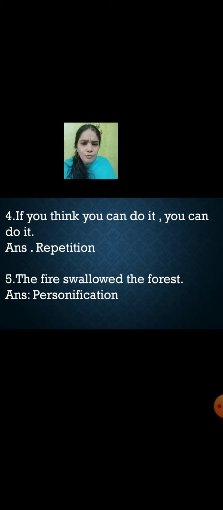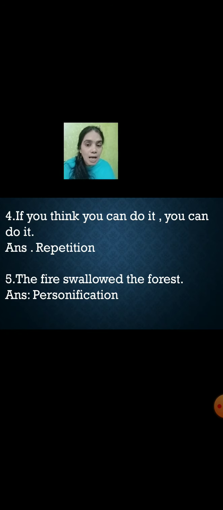Does the fire swallow? Who swallows? Of course, human beings and animals swallow. But does the fire swallow? No. Here we are giving the human attribute. The fire swallowed the forest. So the answer is personification.